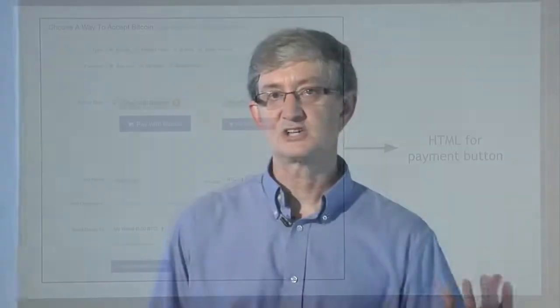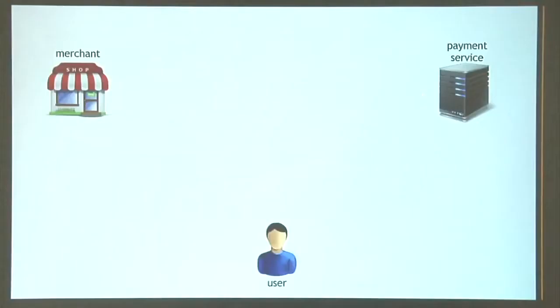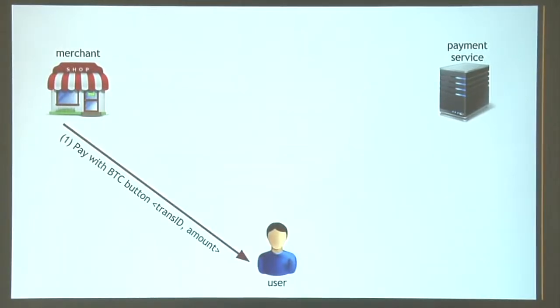So the way that that actually works, or one typical way that the mechanism might work for a payment, is illustrated here. Here we have down at the bottom a user who wants to buy something from the merchant who's up here. And we have over here the payment service. Okay, so the user goes to the merchant's website, they shop, they pick out an item they want to buy, and when it comes time to pay, the merchant will deliver a web page which will contain the Pay with Bitcoin button, and it will contain some other information.